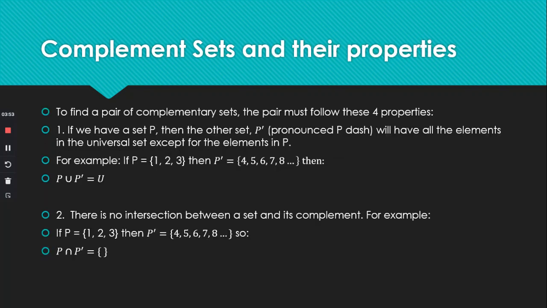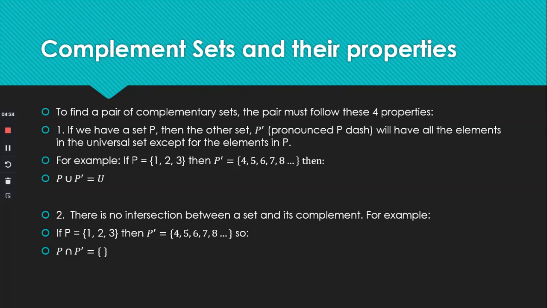So, here. Complement sets and their properties. To find a pair of complementary sets, the pair must follow these 4 properties. If we have a set P, then the other set, P dash, will have all the elements in the universal set except for the elements in P. For example, if P is equal to {1, 2, 3}, then P dash is equal to {4, 5, 6, 7, 8}. But this also means that the union of P and P dash is the universal set.